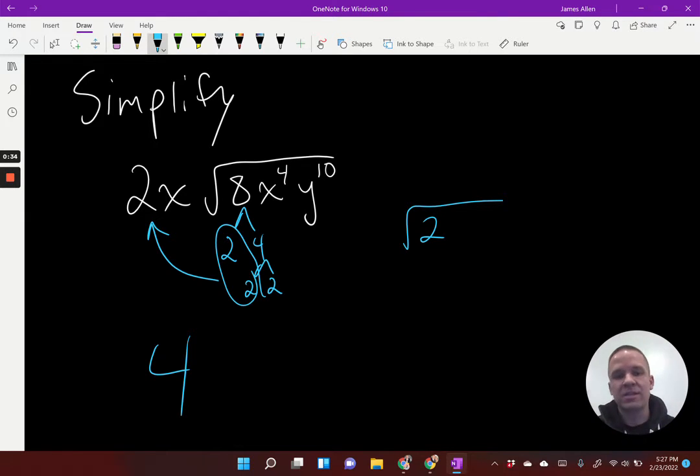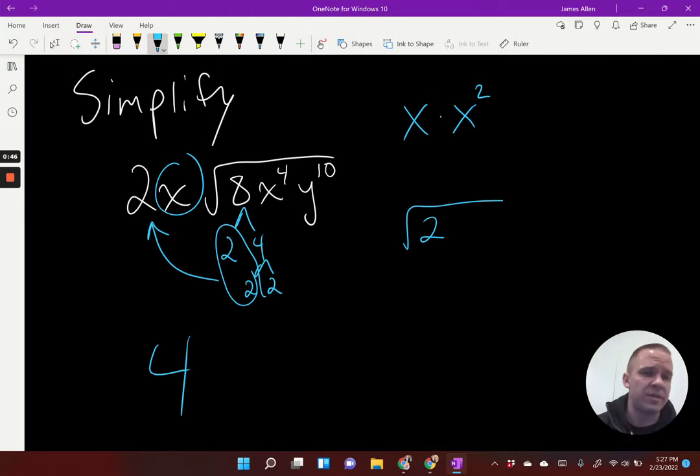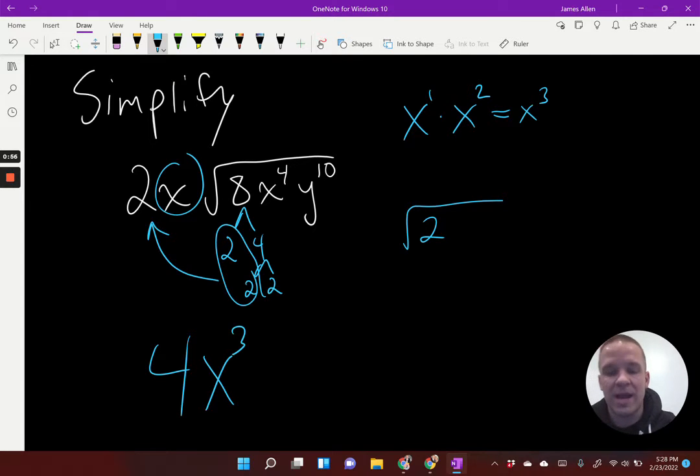Next up, I have x to the 4th. Okay, so how many pairs of x's can come out? There would be 2, right? So x squared can come out, but I have this existing x already. So, a little side work here, x times x squared, because we're going to multiply those together. What do we get from that? Well, this is x to the 1st, and if you remember your exponent properties, when we multiply like bases, we add the exponents, we get x cubed. So this is going to be x cubed on the outside.